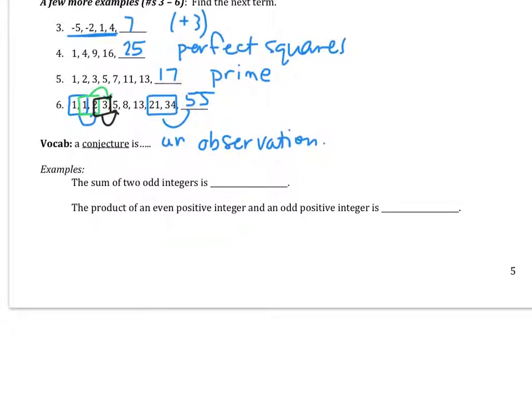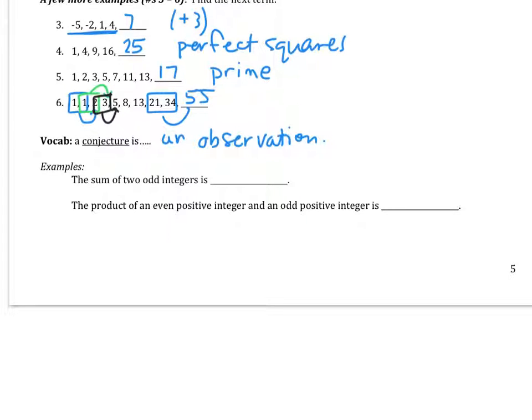Okay, so after observing, for numbers of years, the sum of 2 odd numbers, what happens when 2 odd numbers add together? Like 5 plus 3, 7 plus 9. Well, you always get an even number. So the sum of 2 odd integers is even is your conjecture. Okay, the product of an even positive integer and an odd positive integer. So like 7 times 8, or 3 times 2. What happens when you multiply an even and odd? Well, again, you always get even. So the conjecture is that the product of an even positive integer and an odd positive integer is even.